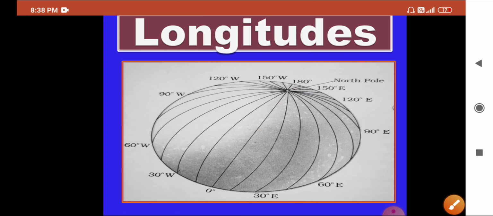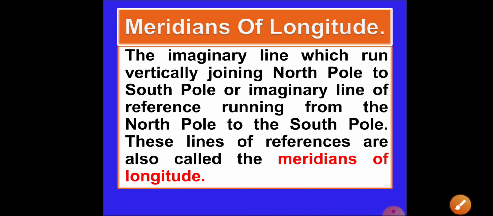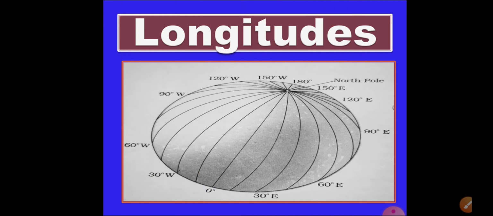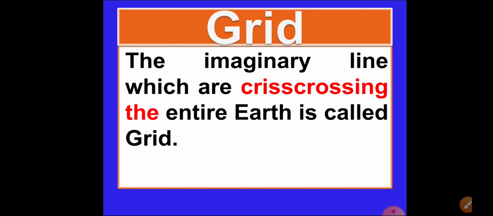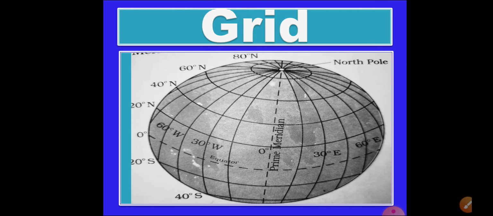Coming to the next slide, here you have seen a definition of these longitudes. Coming to the next line, that is grid. The imaginary lines which are crisscrossing the entire earth. Here you can see that these are the imaginary lines which are crisscrossing the earth. In this picture you can see very clearly that these are crisscrossing.